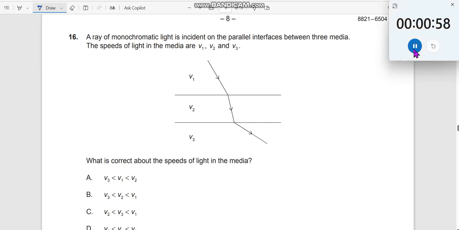Question number 16. A ray of monochromatic light is incident on the parallel interfaces between three media. Speeds of light are V1, V2, V3. What is correct about the speeds of light in the media?